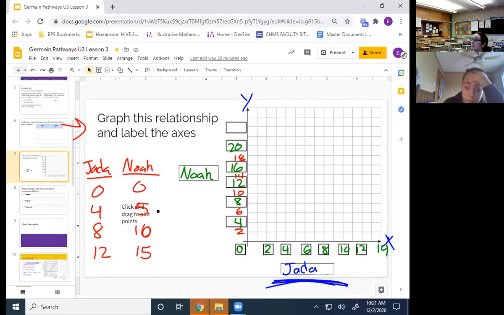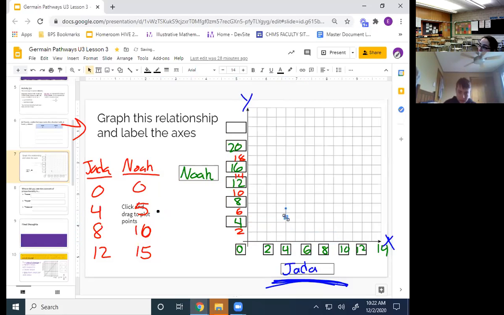4, 5. So that means I'm going to go over to 4 and up to 5. Is that what you're saying? Yeah. Perfect. So I'm going to grab this guy here. I don't know if I still have it in my hand. Go over to 4, up to 5. So 5 is going to fall in between here. See, I didn't really have it in my hand. Over to 4, up to 5.